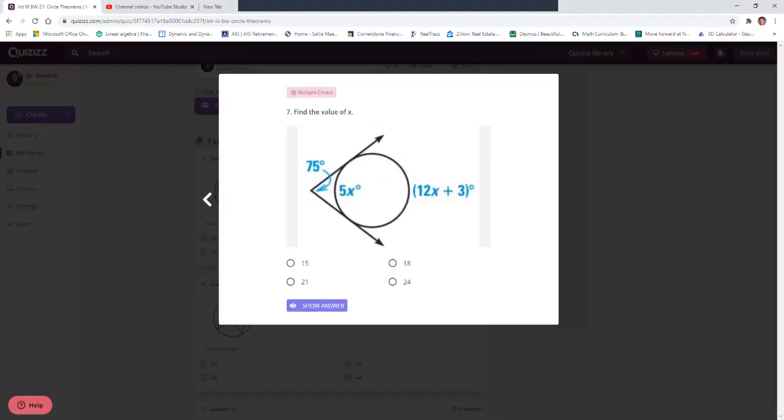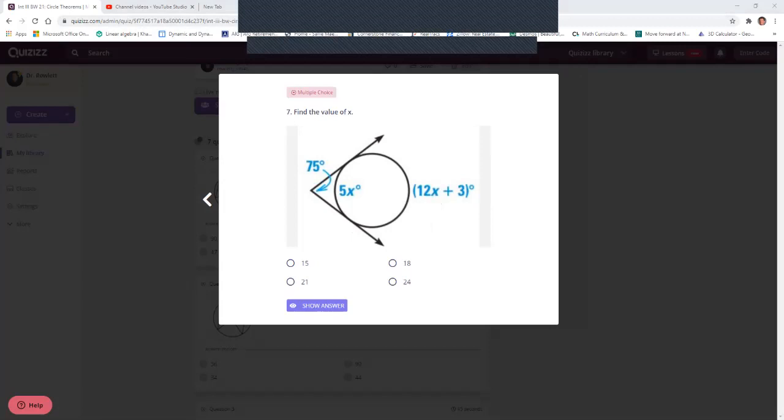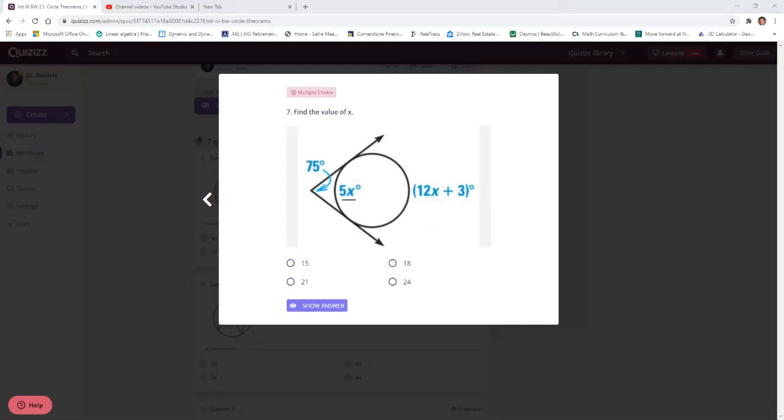Problem number 7. On problem number 7, I have a circle with two tangent lines, or in this case, two tangent rays coming from the same external point. And I want to figure out what is x. Well, the formula says that if you have a situation like this, the outer arc, which goes from here to here, minus the inner arc divided by 2 gives you this angle.